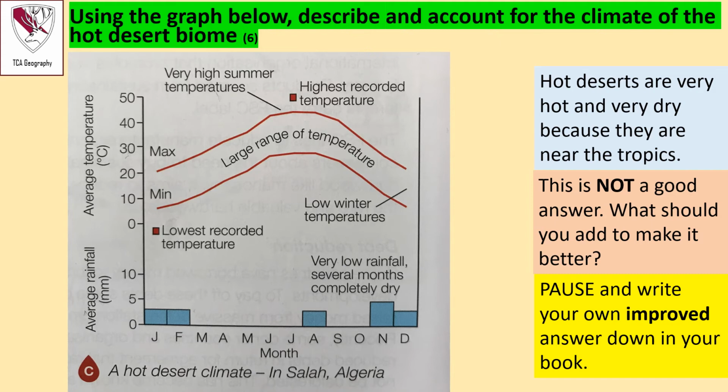Hot deserts are very hot and very dry because they are near the tropics. It is not incorrect, but it is not a good answer. So pause and write down a better answer in your book.